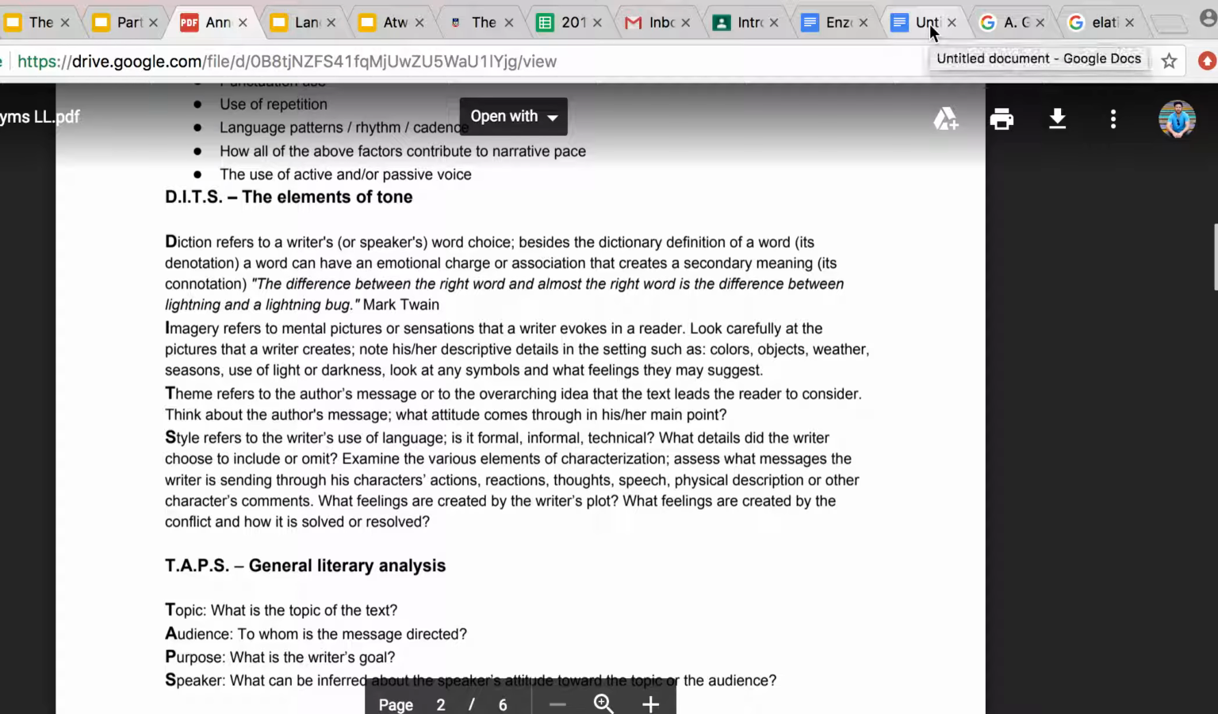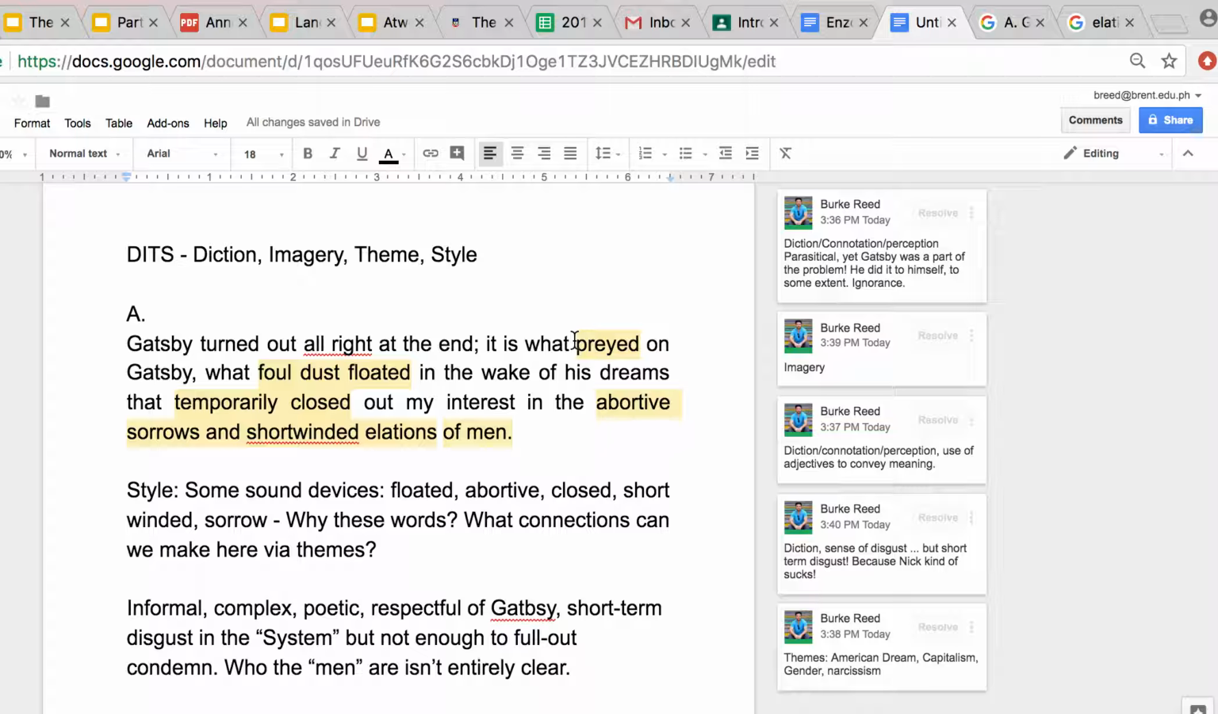I've already set up a page here to break it down for you as we go along. This is from the mini analysis Great Gatsby page. This is column A, or passage A, and this is for the DITs. So it's focusing on diction, imagery, theme, and style. I'm going to read real quick. Gatsby turned out all right in the end. It is what preyed on Gatsby, what foul dust floated in the wake of his dreams that temporarily closed out my interest in the abortive sorrows and short-winded elations of men. So I'm going to be going down just the DITs here.